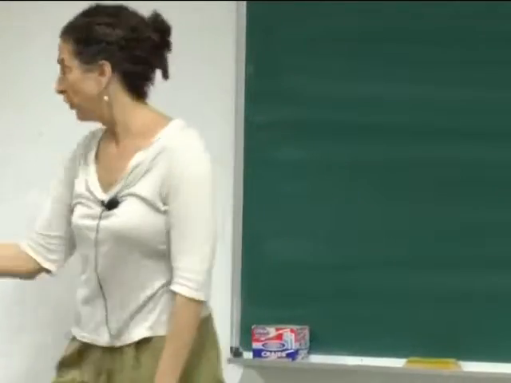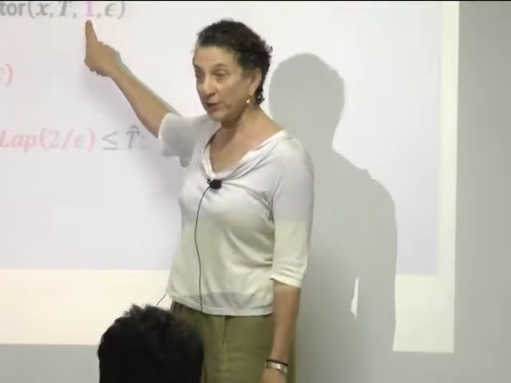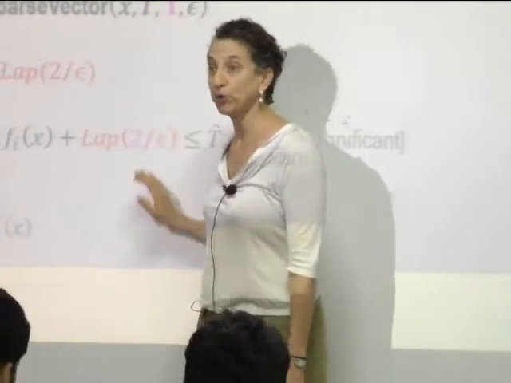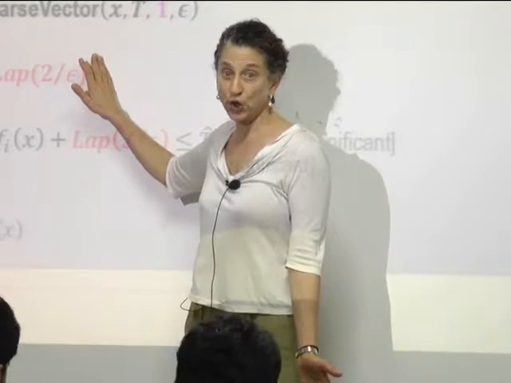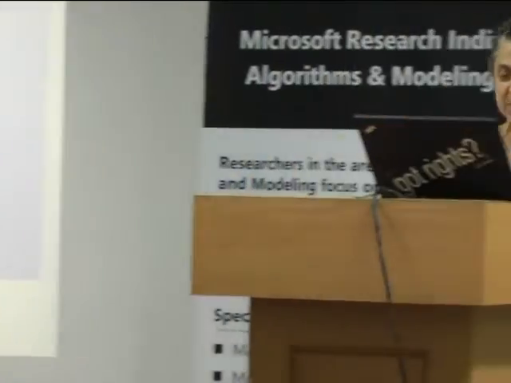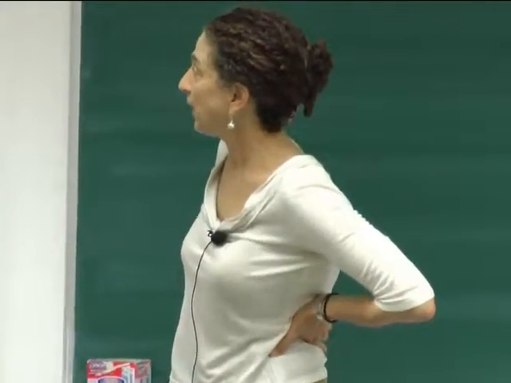So we'll have to choose. Before, this had been scaled to 2k over epsilon. Now I'm only answering 1, so this becomes 2 over epsilon. But I'm going to take this whole thing and compose it with itself k times. So I'll need to choose a different value, epsilon prime, that's suitably smaller than the epsilon that I want as my overall goal. So what is that suitable value? Well, epsilon divided by square root of 8k ln 1 over delta. And then I'll get epsilon delta privacy.